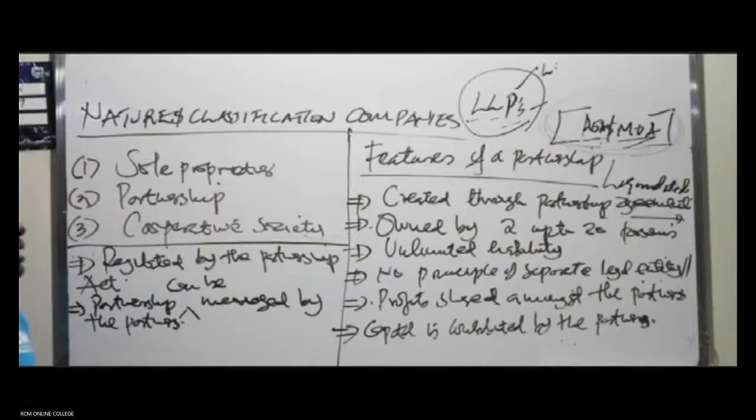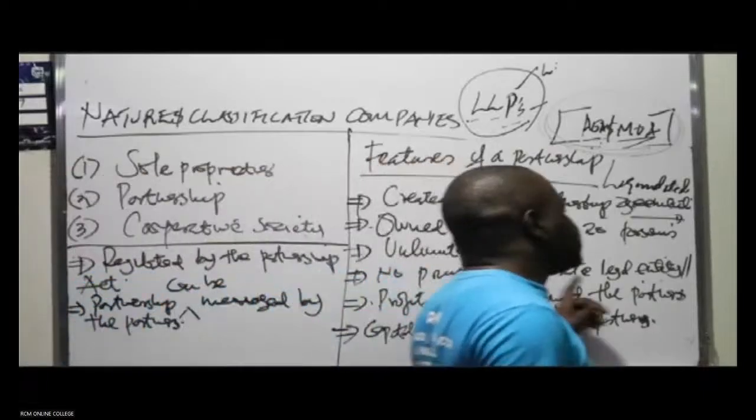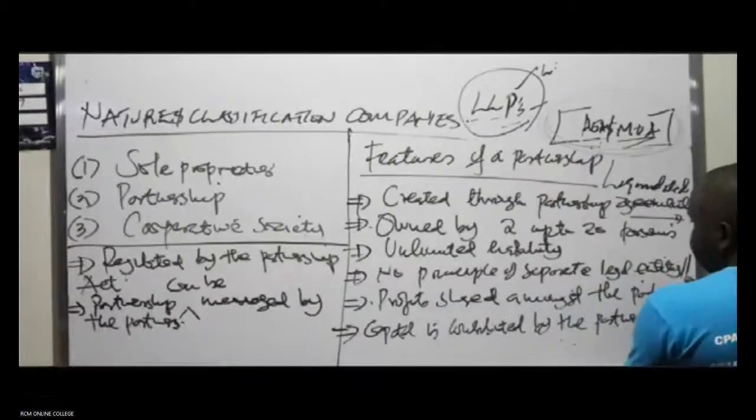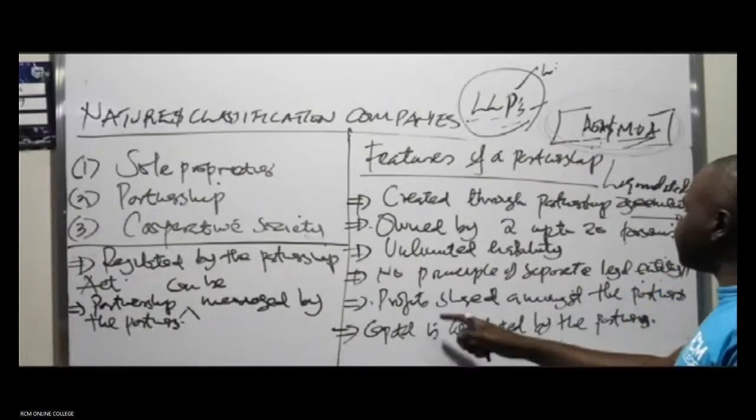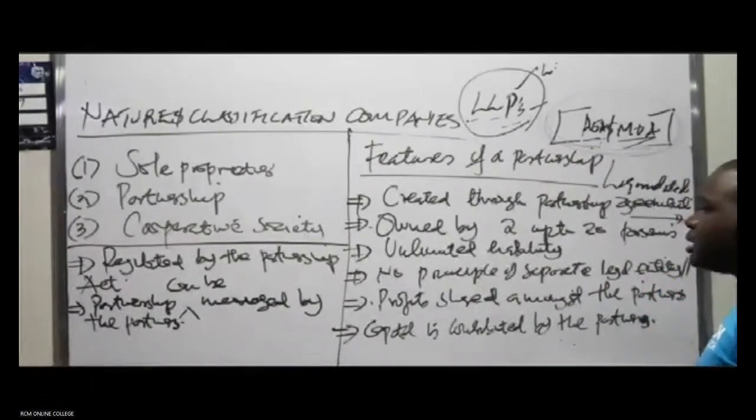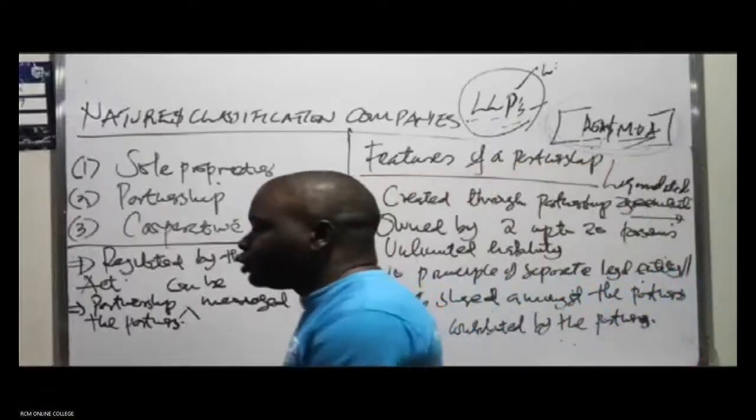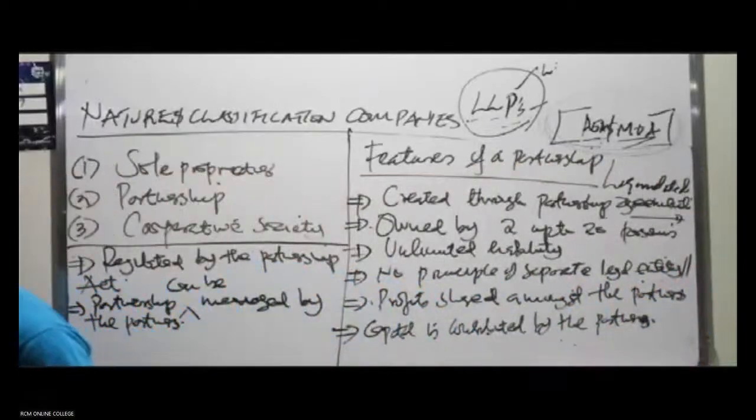So in a partnership, there is no principle of separate legal entity, like in a company. Then profits are shared amongst the partners. But of course, in a company we also say profits are shared amongst the shareholders in the form of dividends. But there's a difference you can still get here.